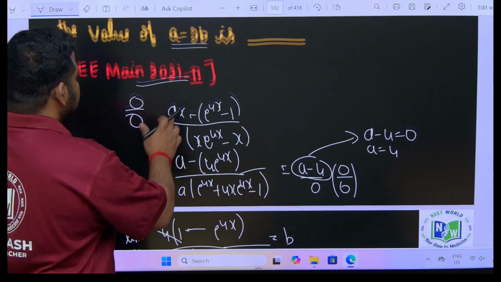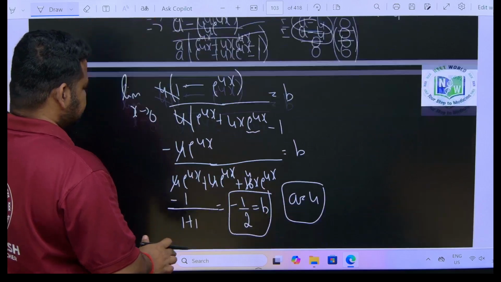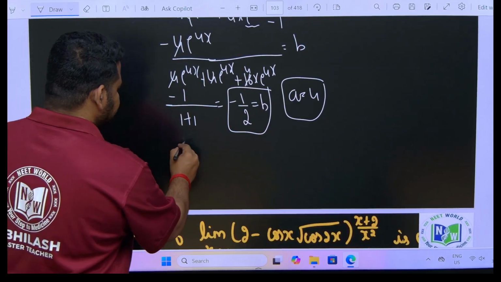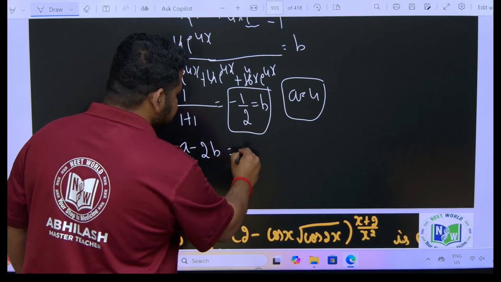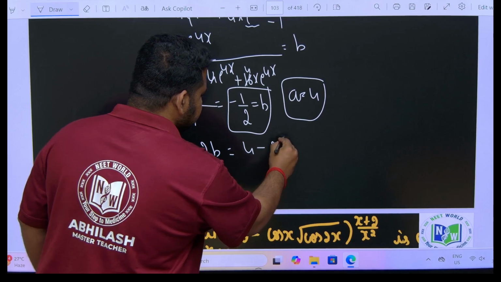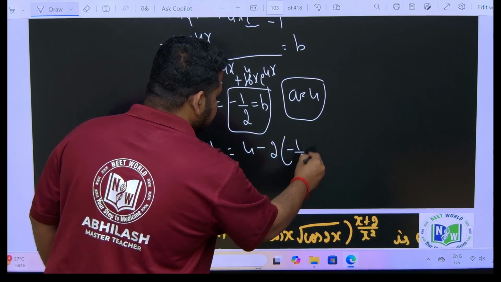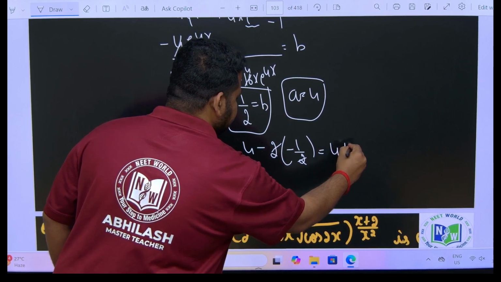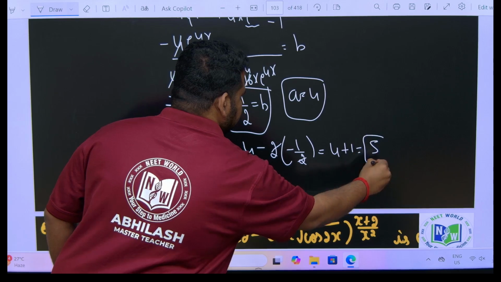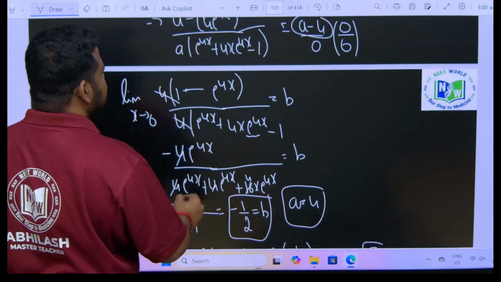Okay, so they are asking a minus 2b. To find a minus 2b, just substitute the values. Okay, a is what, friends? A is 4 minus 2 into b, which is minus 1 by 2. The 2 cancels. So 4 minus of minus 1 is nothing but plus 1. So 4 plus 1, 5. So the correct answer to this question is 5.